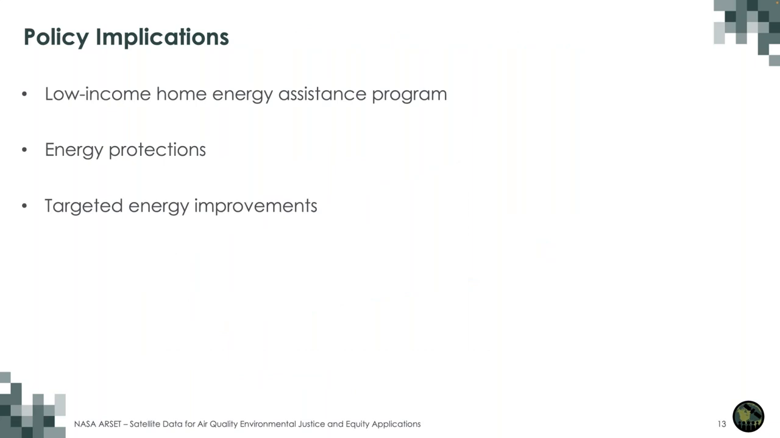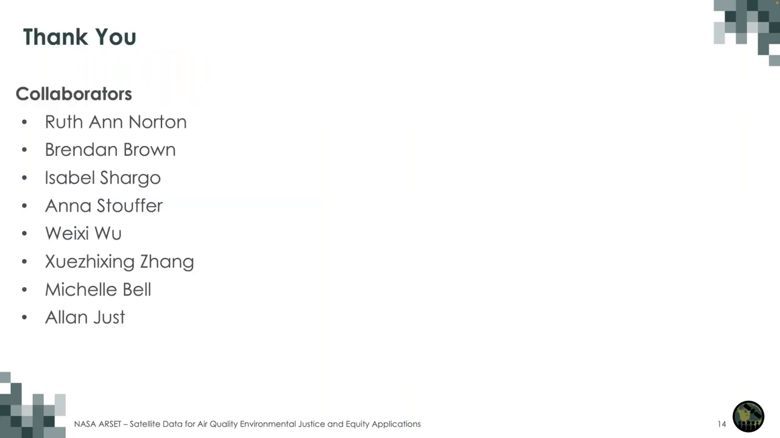So there are many different potential policy implications here, including informing policies like the Low-Income Home Energy Assistance Program, which is one of the only energy assistance programs that exists in the United States at the federal level, other energy protections at the local municipality level. And then the chief goal of this work is to potentially inform targeted energy improvements through partnering with our partner, the Green and Healthy Homes Initiative. So this is not possible without many of our collaborators, including those from the Green and Healthy Homes Initiative, also at Yale University and at Brown University.